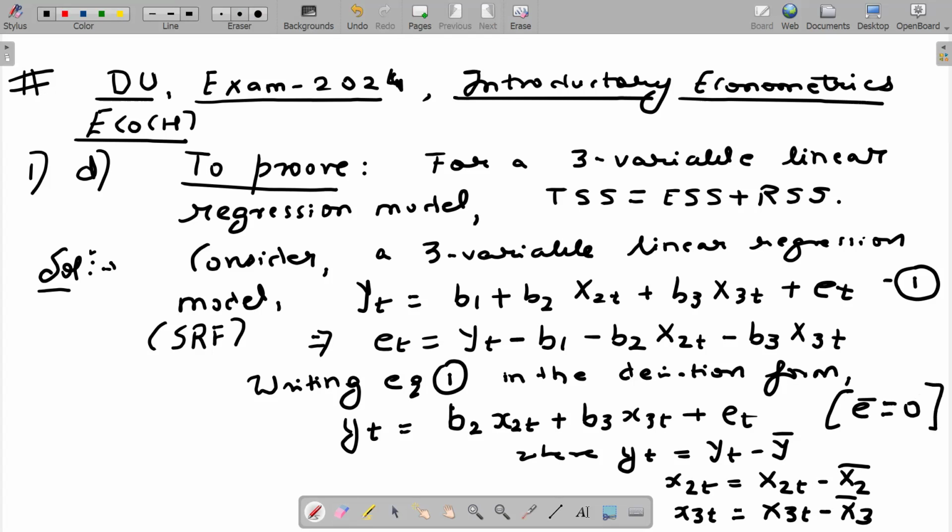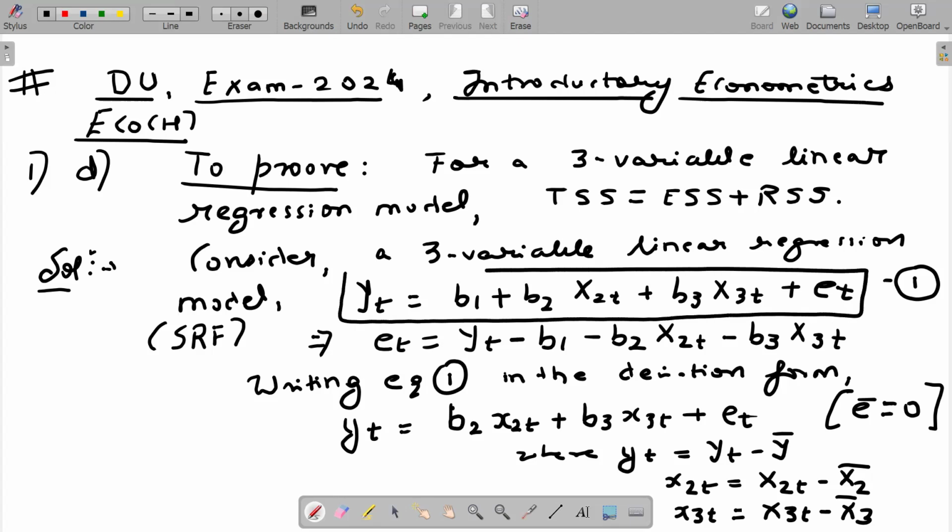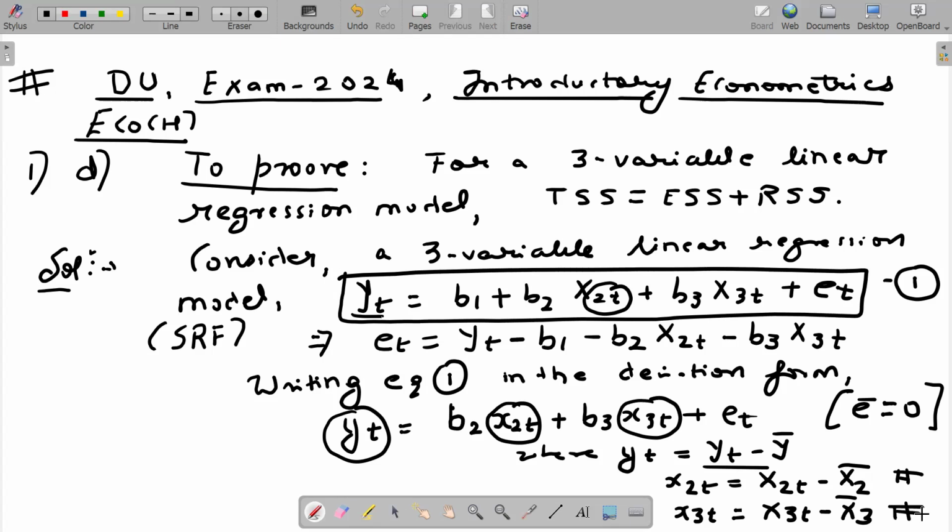Again, students can subscribe to my complete course for introductory econometrics. You're going to find in-depth discussions in my lectures on the introductory econometrics course. Okay, so what I've done is for equation 1, I have taken the deviations from the mean. So small yt is just capital Yt minus y bar. Small x2t is capital X2t minus x2 bar. Small x3t is capital X3t minus x3 bar.